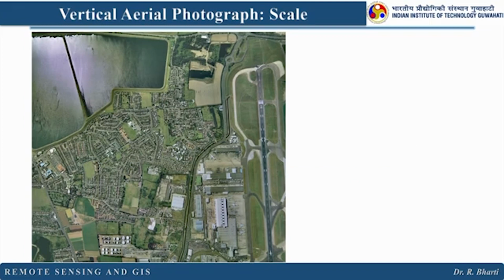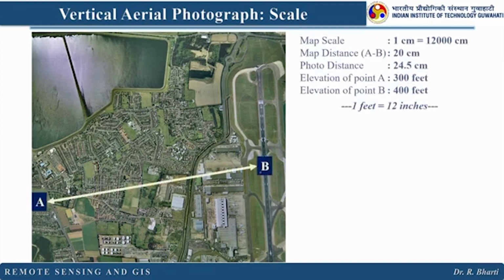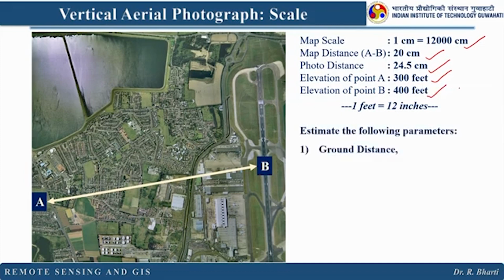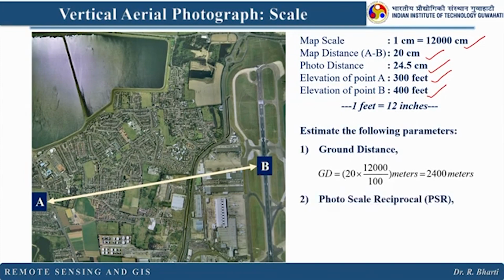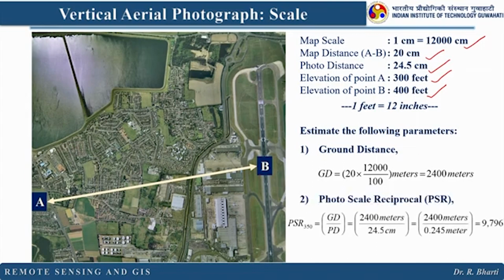Here is another example where A and B are separated with these lines, and here you have map scale, map distance, photo distance, elevation of point A, that is 300 feet, and elevation of point B, that is 400 feet. Now, how do you calculate the ground distance? Using the photo scale reciprocal, that is PSR. You can calculate it using this, and PSR you can calculate using this.